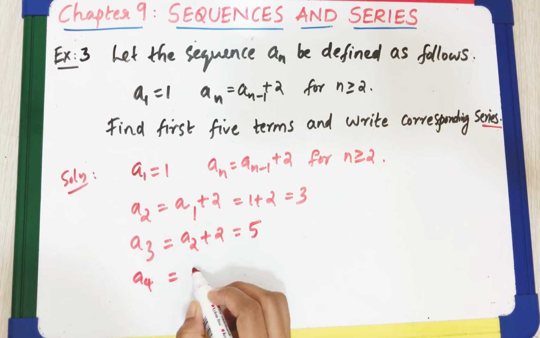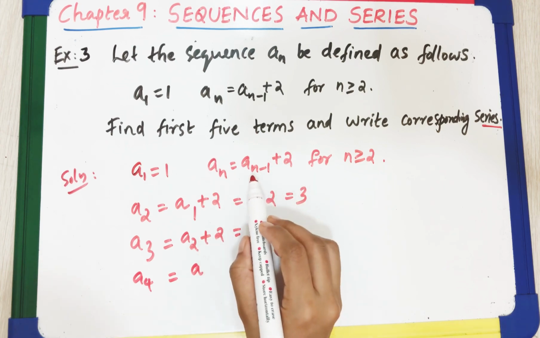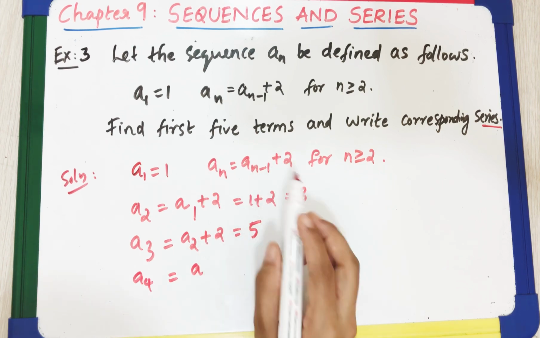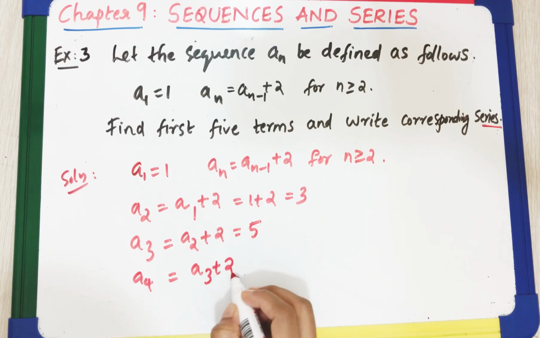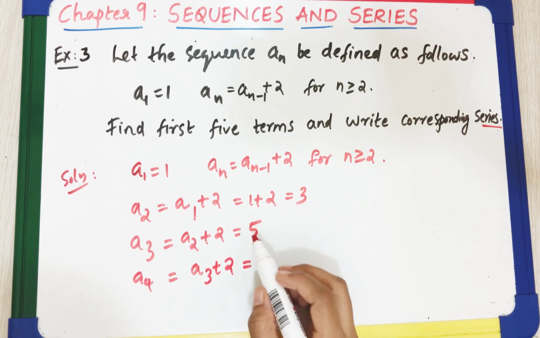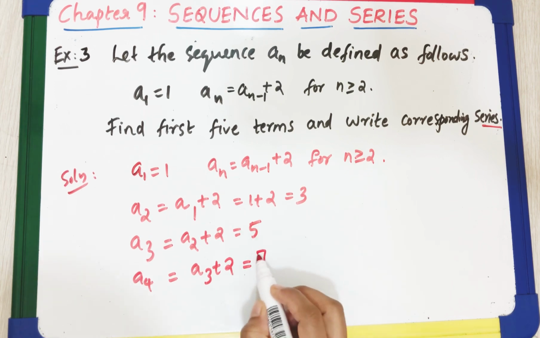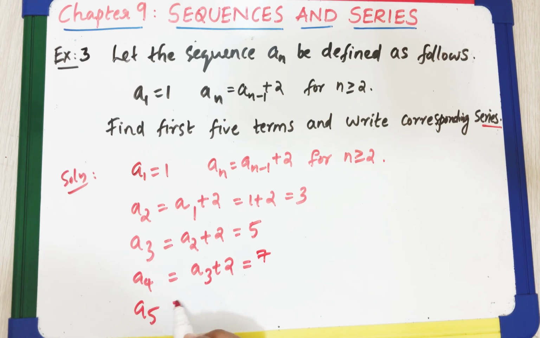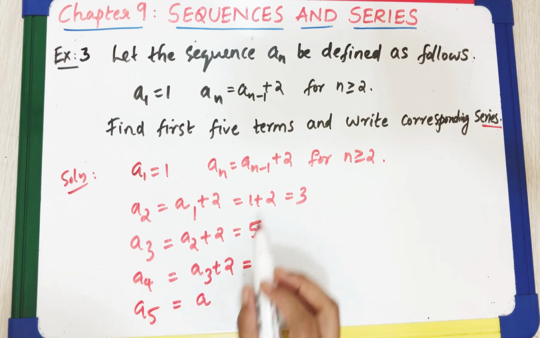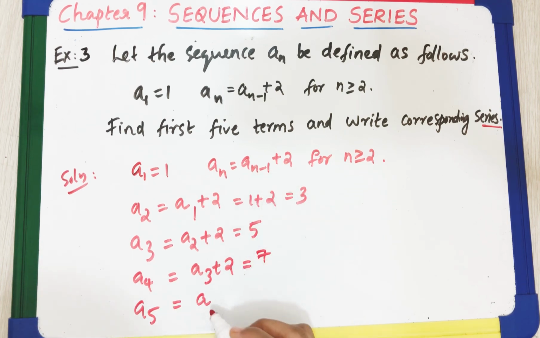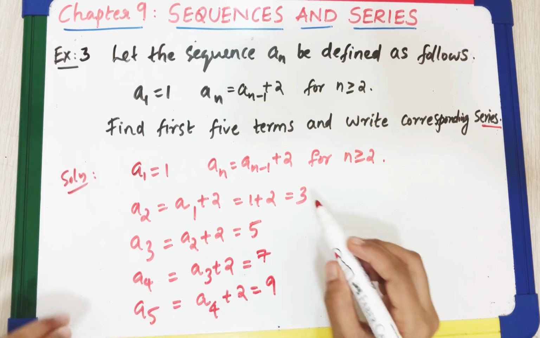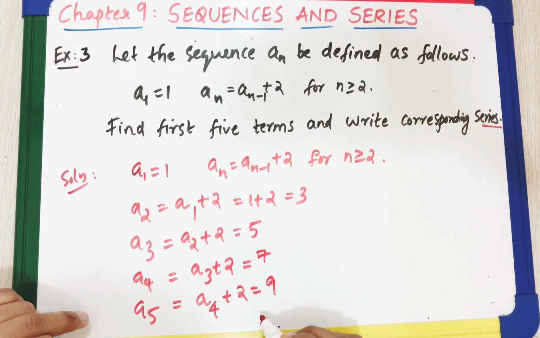a4 is equal to a(4 minus 1), a3 plus 2, which is equal to, a3 is 5, 5 plus 2 is 7. And a5 is equal to a(5 minus 1), a4 plus 2, which is equal to 7 plus 2, 9. So the first 5 terms of the sequence are 1, 3, 5, 7, 9.